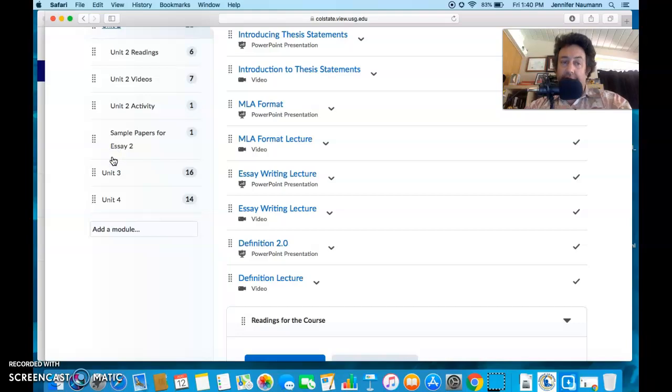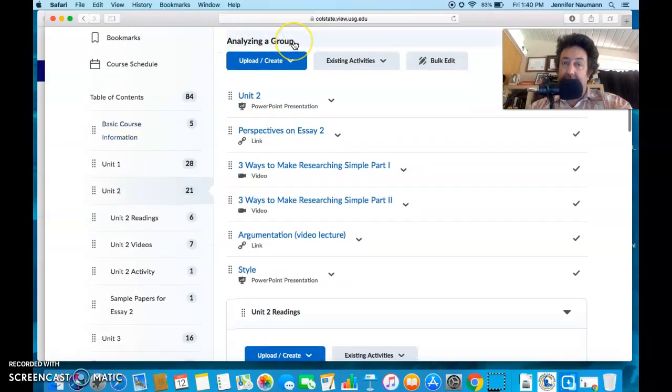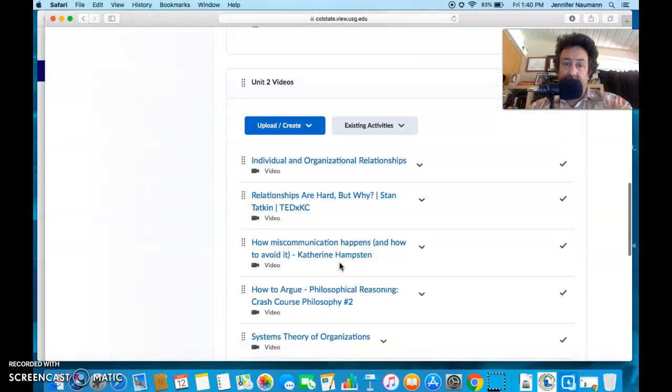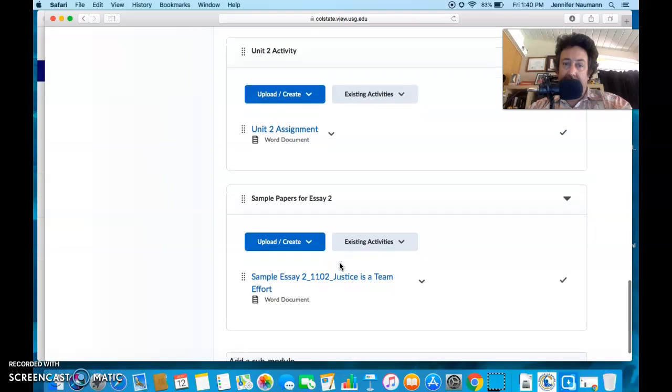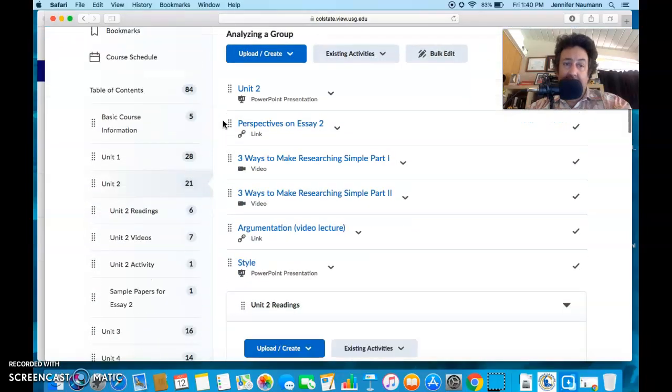So if you go in and look at the units, like Unit 2, for example, you see it about the same. There's the concept there, lectures, readings, videos, activity, and sample essays. So they basically all look like that.